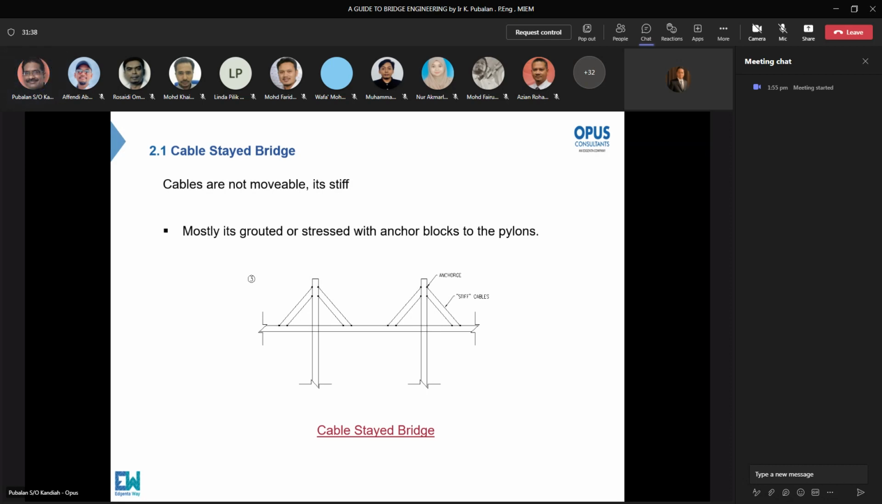That means when you have stiff cables, like the one in LDP Sunway, inside the cables you have concrete filling. So the cable is stiff. But another type of design is like Penang Bridge, where inside the cables you do not have concrete filling. So the cable can actually sway.